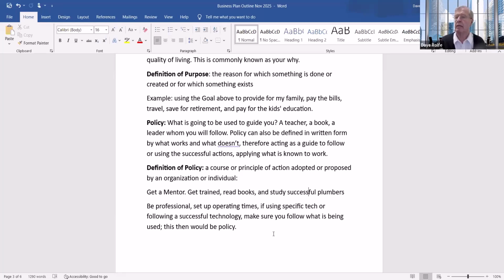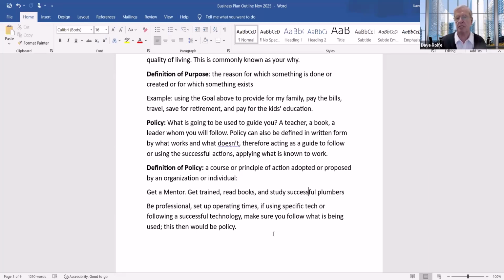People spend lots of money on mentors, so don't think you can't get away for free. But the relationship that you create with a mentor is to help you get to where you want to get to. Okay, so get a mentor, get trained, read books, study the successful. I put plumbers here because I was going to use the example of plumbers, but I moved it back to network marketing. Be professional, set up operating times.